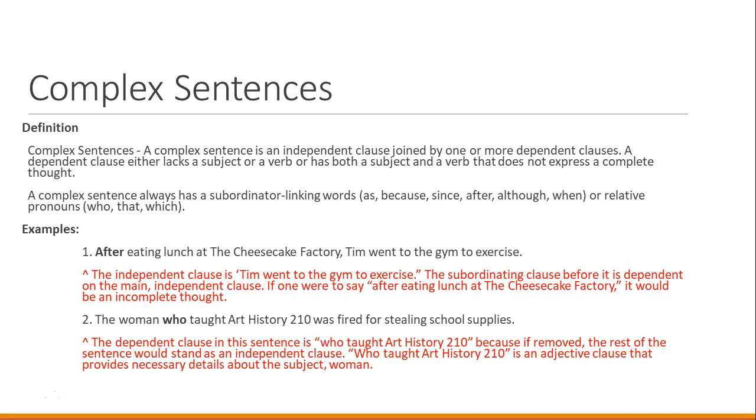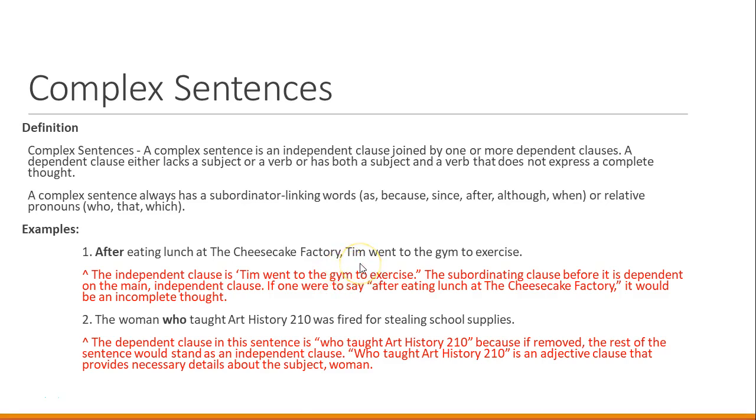Complex sentences: basically we have one independent clause and one dependent clause. Go back to the slide where I explain the difference between the two. Looking at the first example: "After eating lunch at the Cheesecake Factory, Tim went to the gym to exercise." Which one is the independent clause? It is this part here, because we have a subject and a verb. In the first part of the sentence, can this part stand alone? If you say "after eating lunch at the Cheesecake Factory" and stop, the meaning is incomplete.